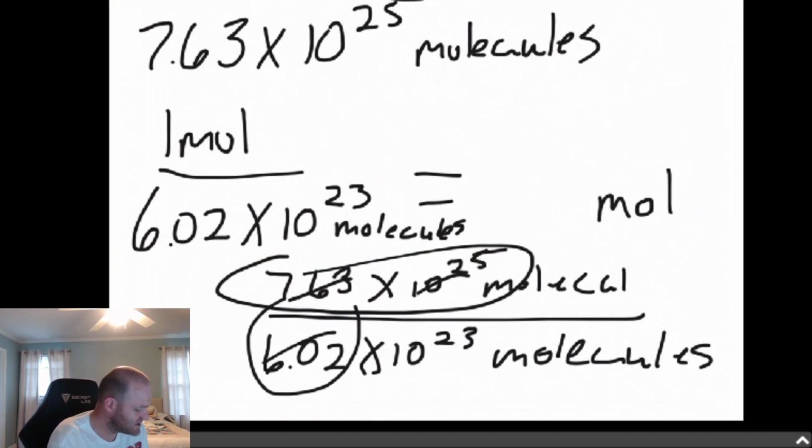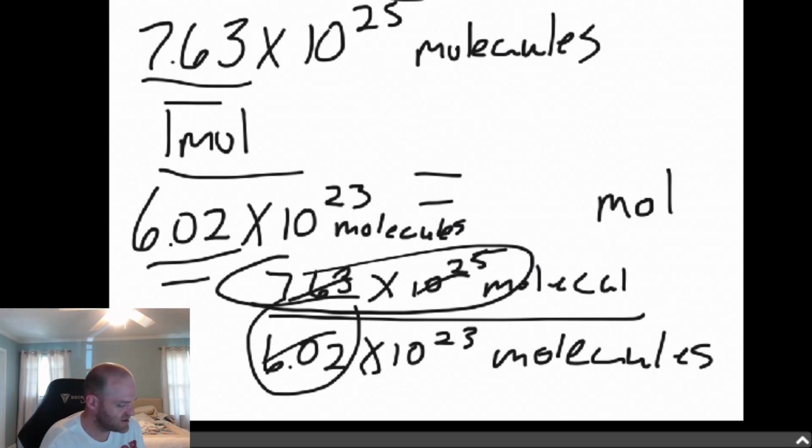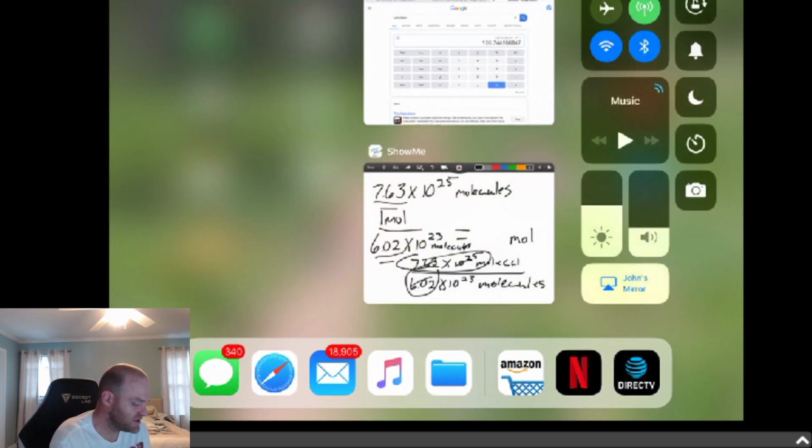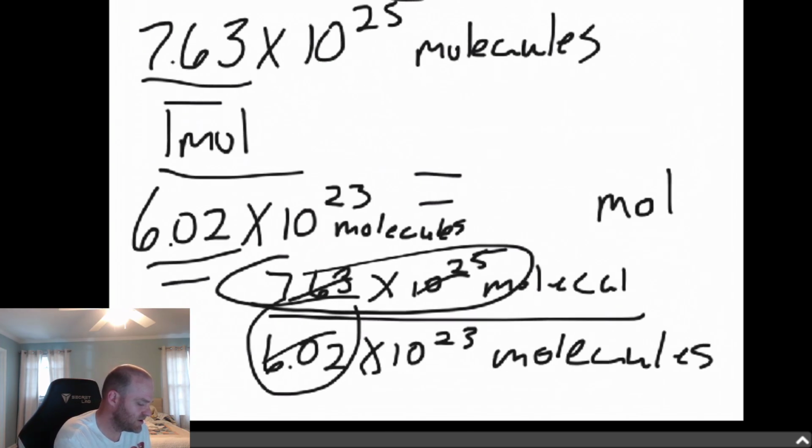3 sig figs, 7.63 right here, and then 6.02 right there, so 3 in both of those. 127 moles. Okay, so that's how you do those problems. Let's move on to the next. All right.